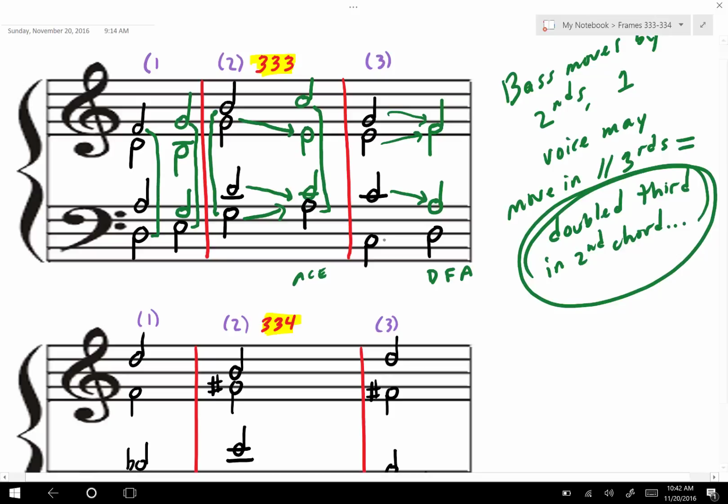And if you look very carefully, from the bass to the alto is my major third, okay? And from the bass to the alto here, that's my minor third. That's parallel thirds. Okay? So this is something to keep in mind when we have roots that move by a second, is that one voice may move in parallel thirds, in which case it results in a doubled third in the second chord.